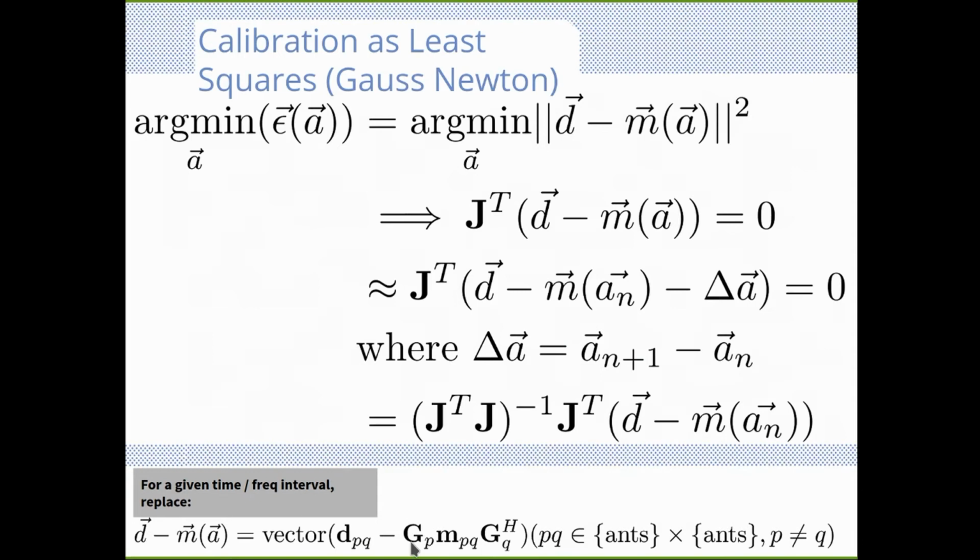This is all modulated by a gain term that we're trying to solve for, for antenna P and antenna Q individually. And we do this over all possible spacings, so spacings PQ in the Cartesian product of the set of antennas. And we usually discard the autocorrelations. As I said, they contribute noise for the most part.